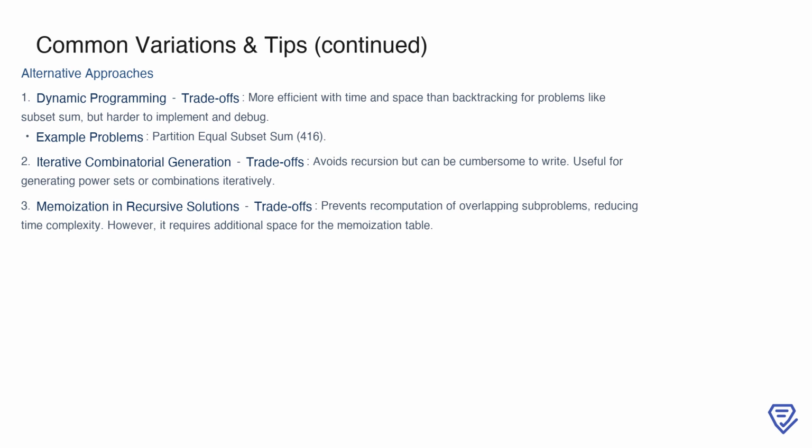Another option is iterative combinatorial generation, which avoids recursion altogether. While this can be useful for tasks like generating power sets or combinations, the implementation can become cumbersome and less intuitive. Finally, memoization in recursive solutions is a highly effective optimization technique. By storing results of overlapping subproblems, you can prevent redundant computations and significantly reduce time complexity. However, this approach requires additional memory to maintain the memoization table, which adds to the space complexity. Each of these approaches has its strengths, and understanding their trade-offs is key to choosing the right one for a given problem.